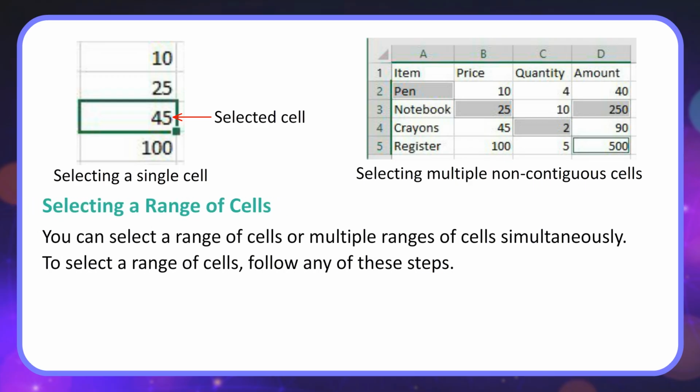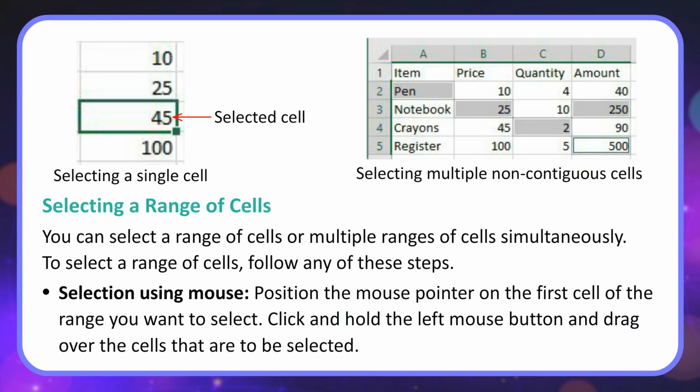Selecting a range of cells. You can select a range of cells or multiple ranges of cells simultaneously. To select a range of cells, follow any of these steps. Selection using mouse: position the mouse pointer on the first cell of the range you want to select. Click and hold the left mouse button and drag over the cells that are to be selected.